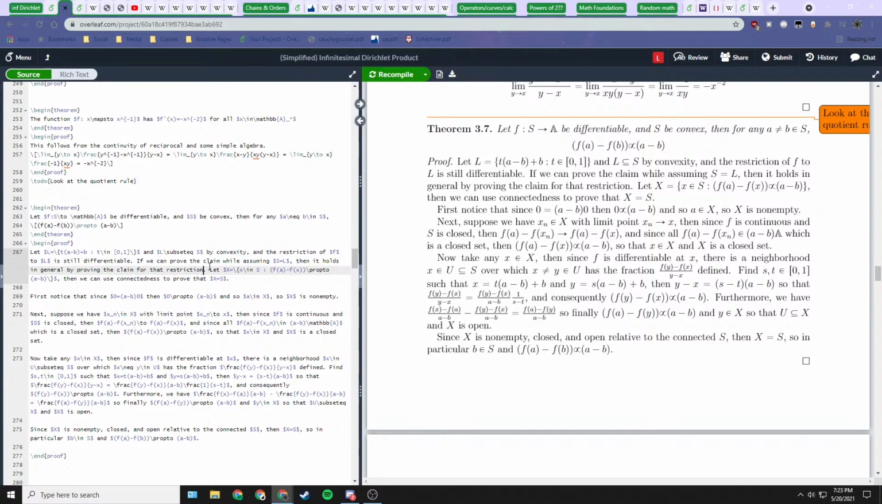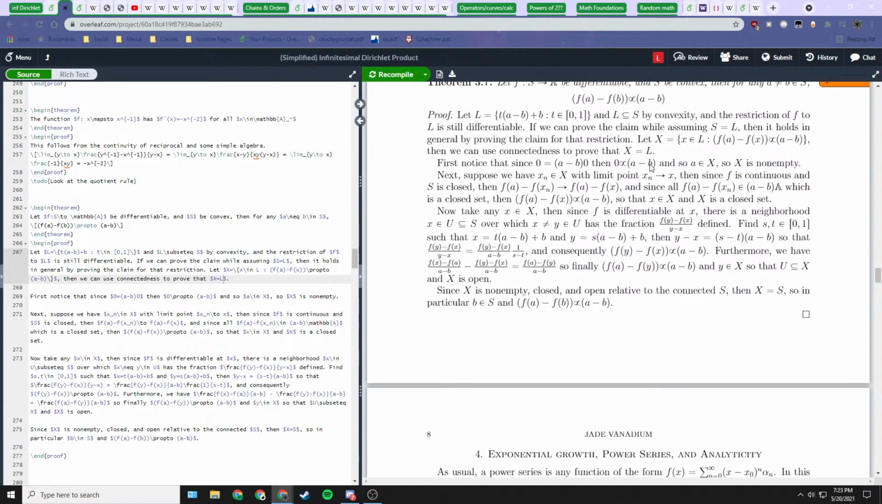Yes. So in order to prove the claim for the line segment, we let X be the set of lowercase x in L, in that line segment, such that the difference f of A minus f of x is proportional to A minus B. So we're going to use the connectedness property to prove X equals L. First we notice that 0 is in the set because of the zero product property. So A is in X, sort of trivially, so X is not empty.